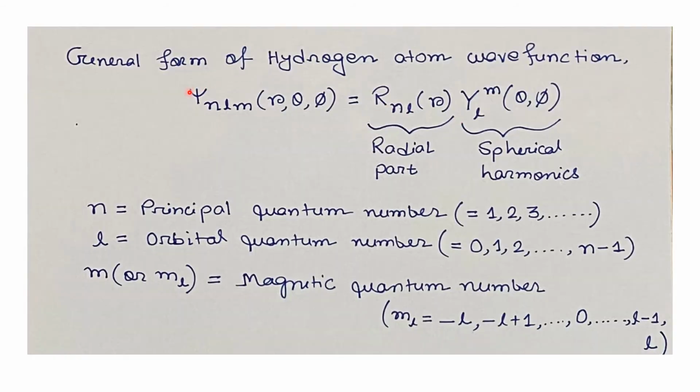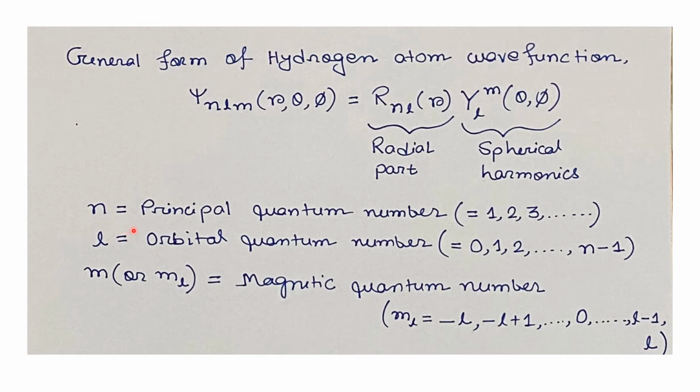The general form of the hydrogen atom wave function is given by psi n l m as a function of r, theta, phi in spherical polar coordinates, equal to the multiplication of two functions. The first function is R n l as a function of small r, which is the radial distance. So basically this function is the radial part of the wave function, and the other function is Y l m as a function of theta and phi. This is known as the spherical harmonics, which contains the angular information of the wave function.